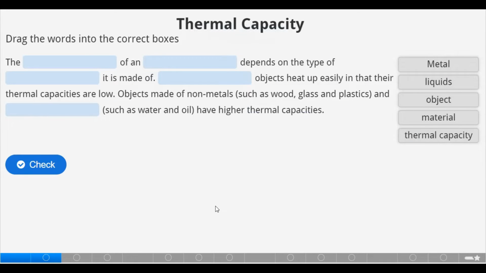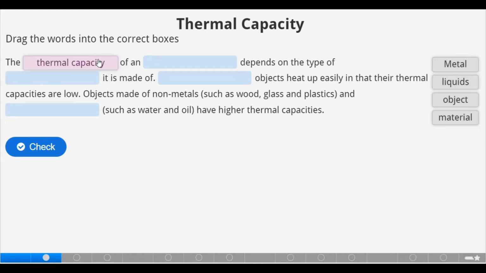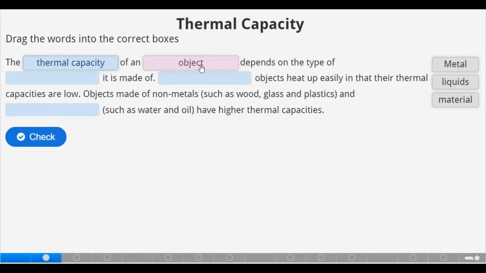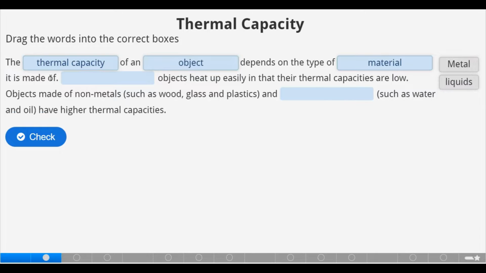So let's deal with thermal capacity. By dragging the following words into the correct boxes, we'll typically want to know the definition associated with thermal capacity. The thermal capacity of an object depends on the type of material it is made up of.